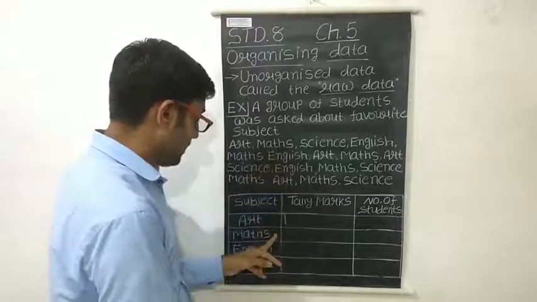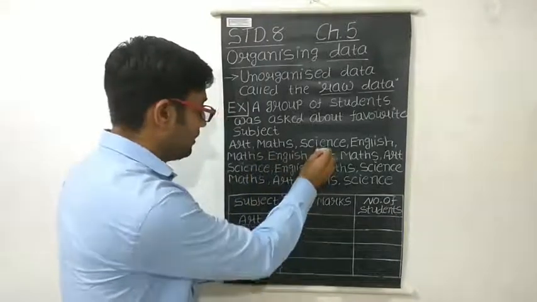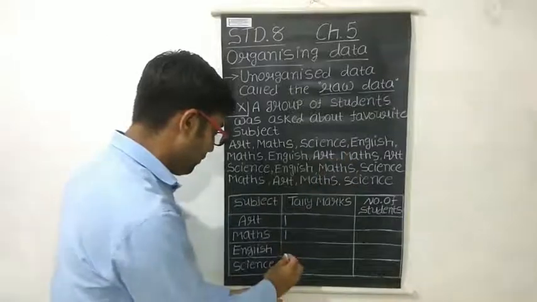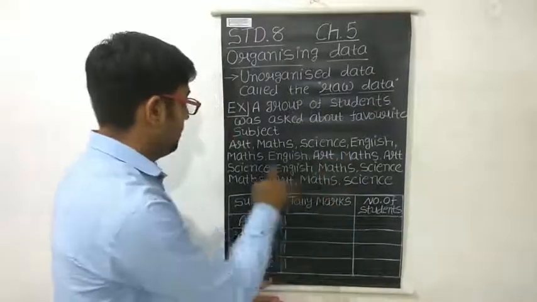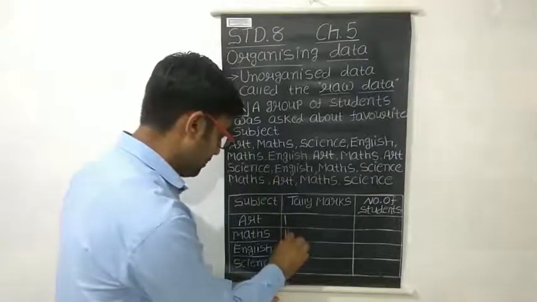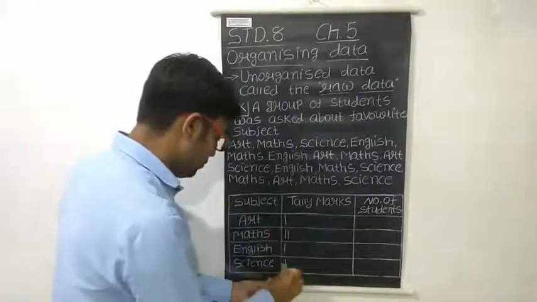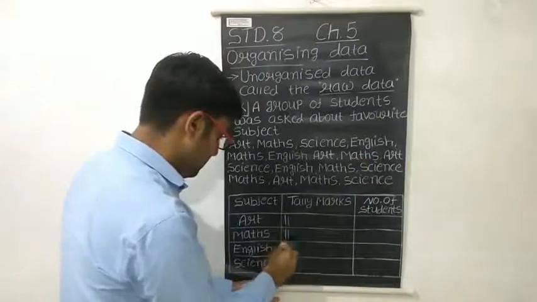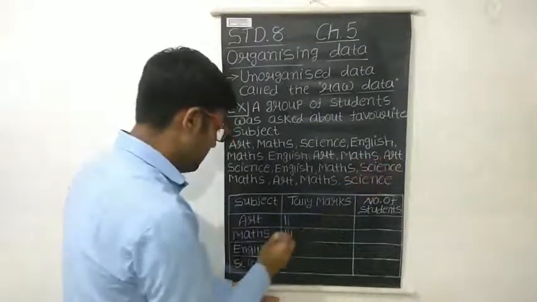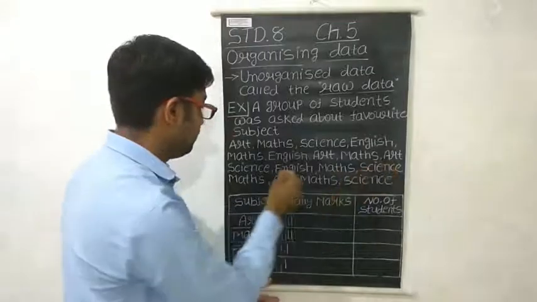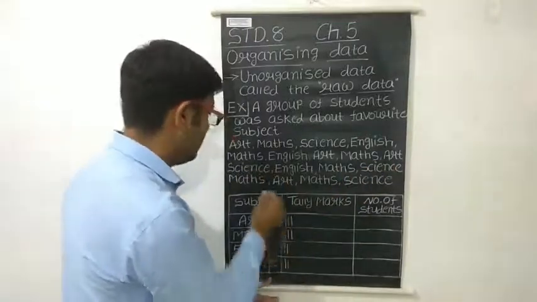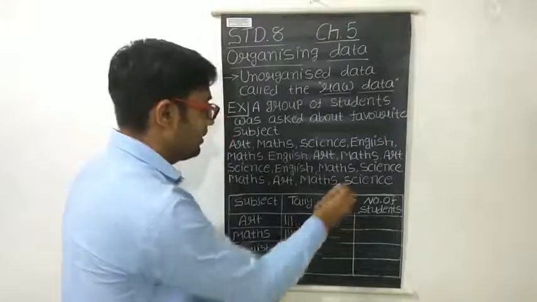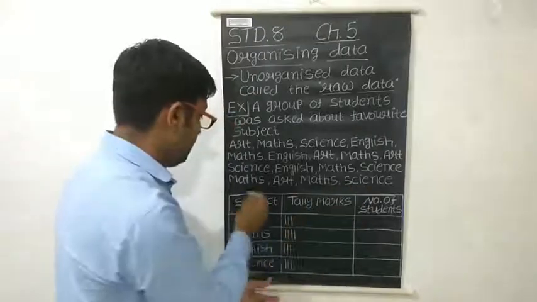Then we go for the second, that is maths. So we put one mark here. Then science, so we put one in science. Then English, so we put one bar in English. Then again maths, so we put another bar here. Again English. So we put art here, maths here. So maths will be here, art will be here, then science. So science will be here, then English is again here, maths is again here, science is here, then maths, again maths.